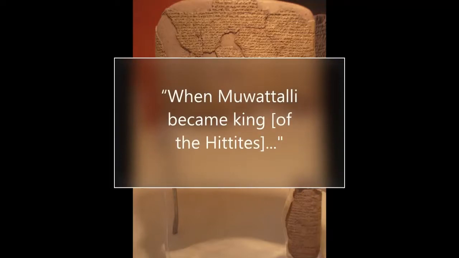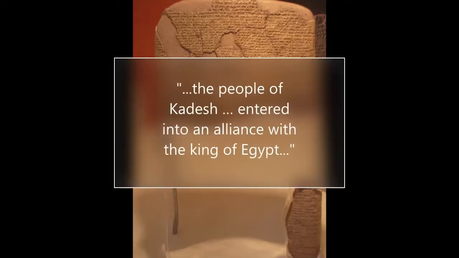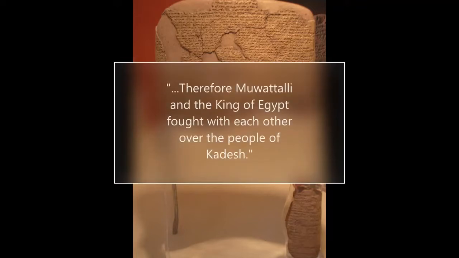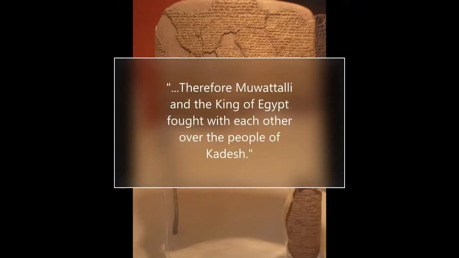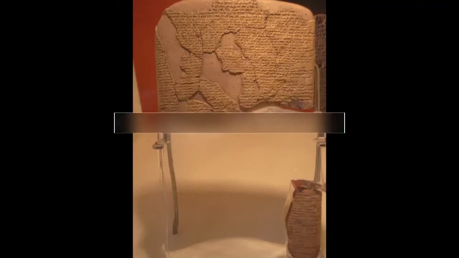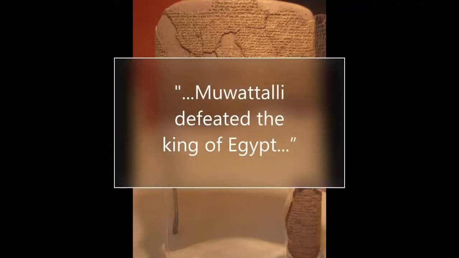When Muwatalli became king of the Hittites, the people of Kadesh entered into an alliance with the king of Egypt. Therefore, Muwatalli and the king of Egypt fought with each other over the people of Kadesh. Muwatalli defeated the king of Egypt.